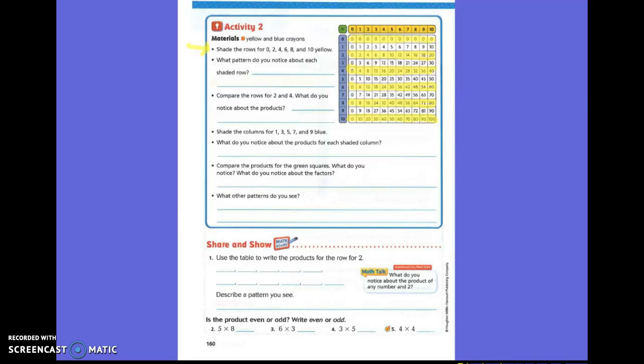8 is going by 8s. 10 is going by 10s. 6 is going by 6s. 4 is going by 4s. I'm asking, look at all these numbers. What do you know about them? Quit looking at them like they're in rows. Look at them like they are just numbers. What do you notice about all of the yellow numbers? Jacob? Thank you. All of them are even. All of the products are even.